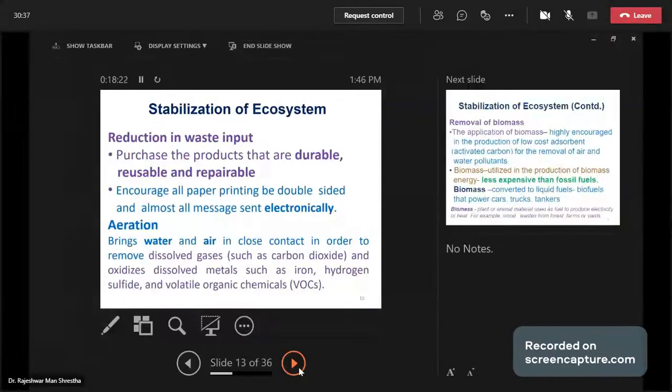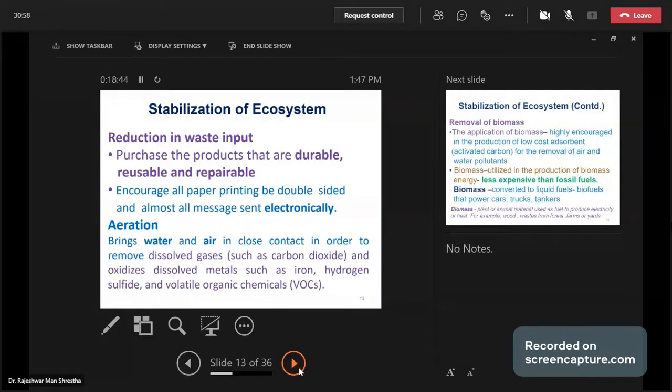And next is the removal of waste input. Waste input should be removed. Then how? Purchase materials that are durable, reusable, and repairable. We have to purchase materials which can last a long time, which can be repaired, and which can be reused. And next is encourage.